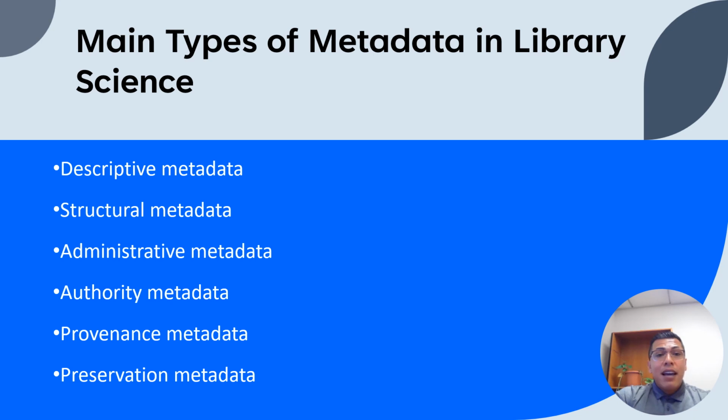As we delve into metadata in library science, it's important to recognize the main types of metadata used in library classification. These types include descriptive metadata, structural metadata, administrative metadata, authority, provenance, and preservation metadata. Each of these types of metadata serves a specific purpose in the organization, management, and discovery of library resources. In the next few slides, we will discuss each type in more detail, providing examples and highlighting their significance within library classification systems.